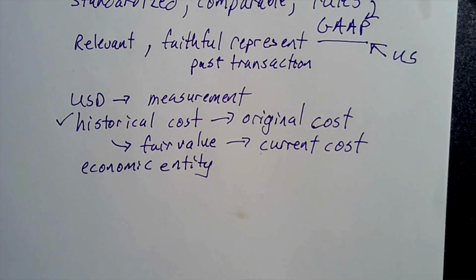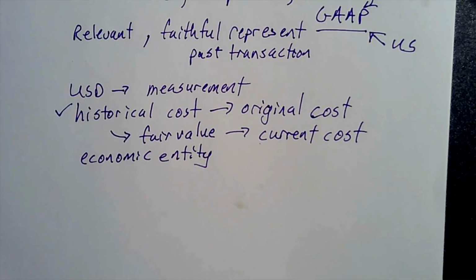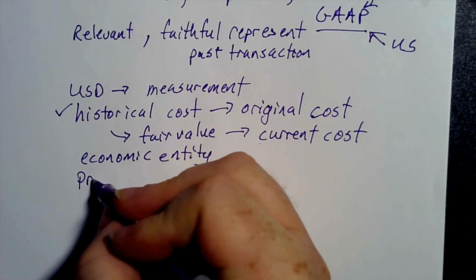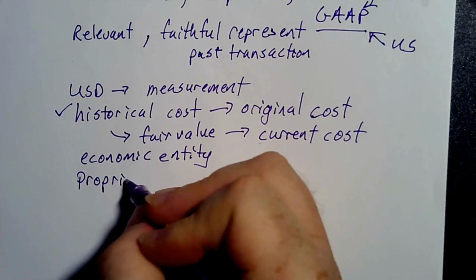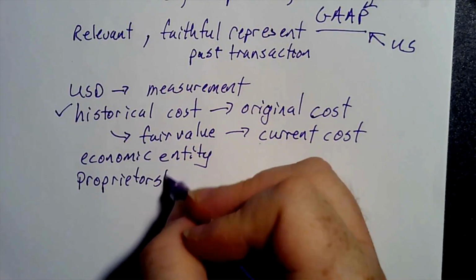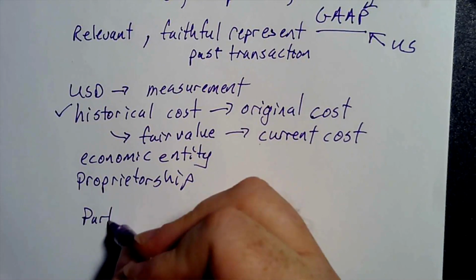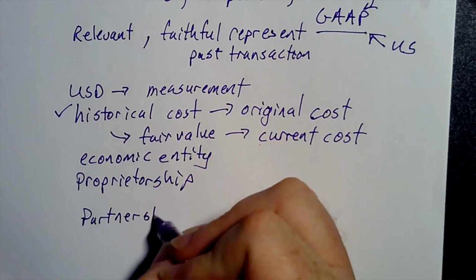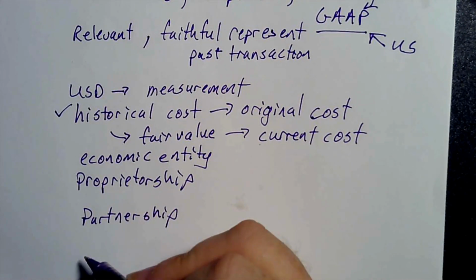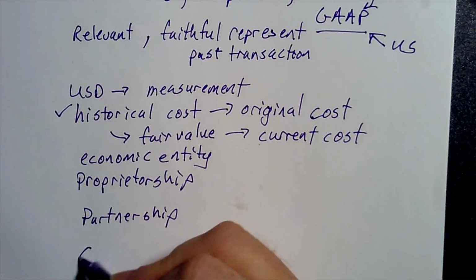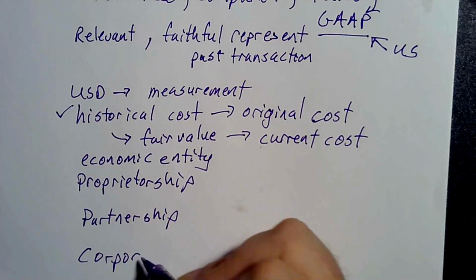So what sort of things are we recording all this information for? We'll look at a brief overview of some of the main ones. There's a sole proprietorship. There is a partnership, and we'll get more into the weeds with this as we go on, but let's just take a quick overview. And the last one is corporations.